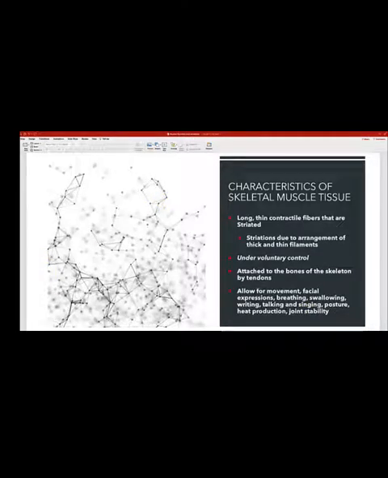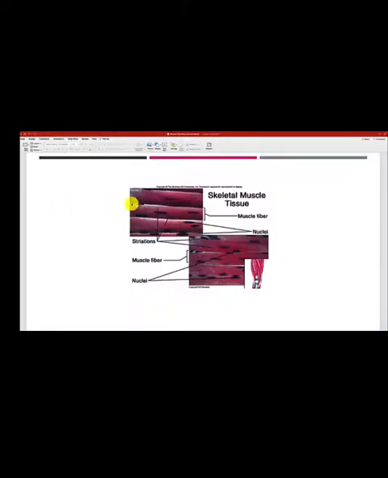So just a little more on the skeletal muscle. You know that here is a muscle fiber. You can see the striations here. Obviously, they're long and thin. Here are the multinuclei. The more we exercise, the more these nuclei pop up.